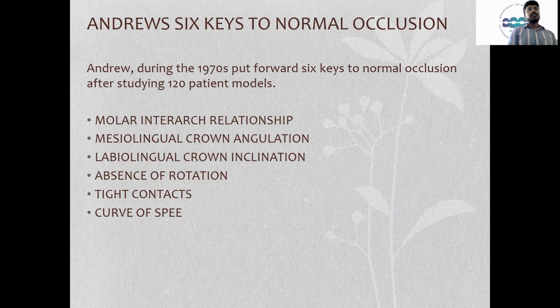The fourth one is absence of rotation. So what is absence of rotation? All the teeth should be in ideal position without any rotation. If a tooth deviates from an ideal occlusal relation, there will be some form of rotation present. That is, a maxillary incisor will occupy less space if it is rotated, and maxillary or mandibular posterior teeth, when rotated, will occupy more space. So all the rotated teeth have to be brought into ideal positions according to Andrews.